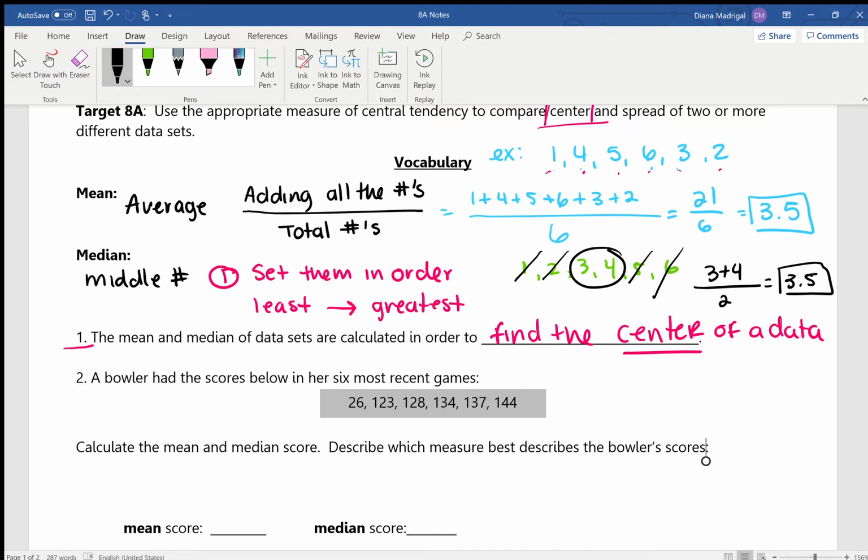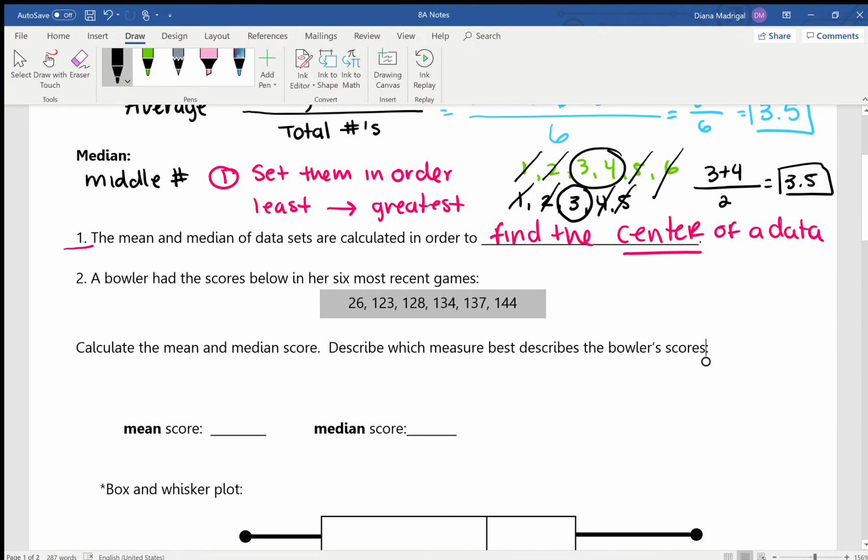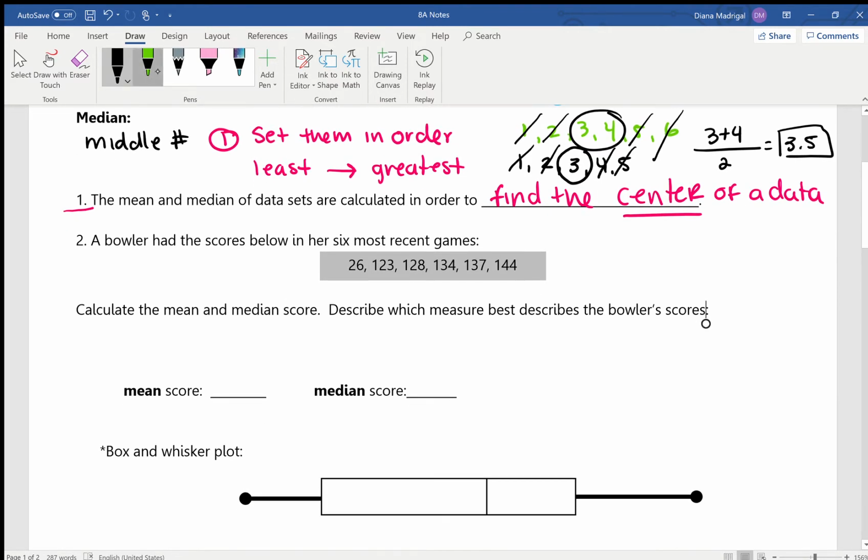Sometimes your numbers are going to be in order and they're going to have enough numbers to cancel, so your middle number could be the middle number. So for example, if I have 2, 3, 4, and 5, again, I will cancel the beginning, the end, the beginning, the end. And notice how I don't have to add for this one. My middle number will be 3. So you guys gotta be careful. But don't forget that the first thing is to set them in order.